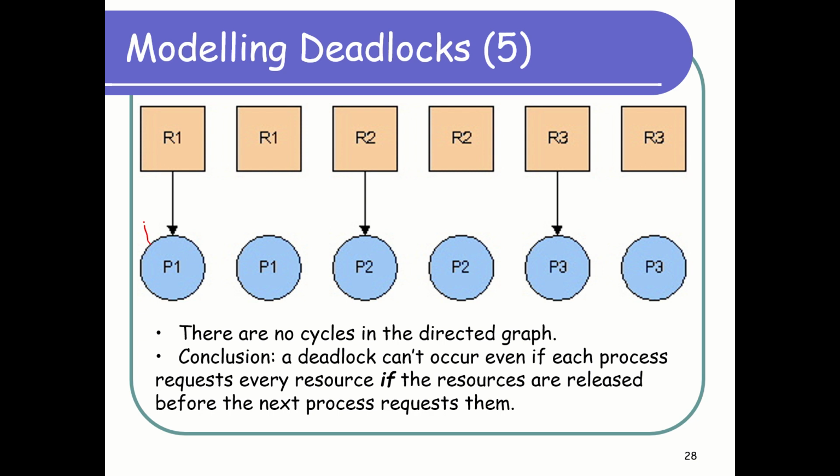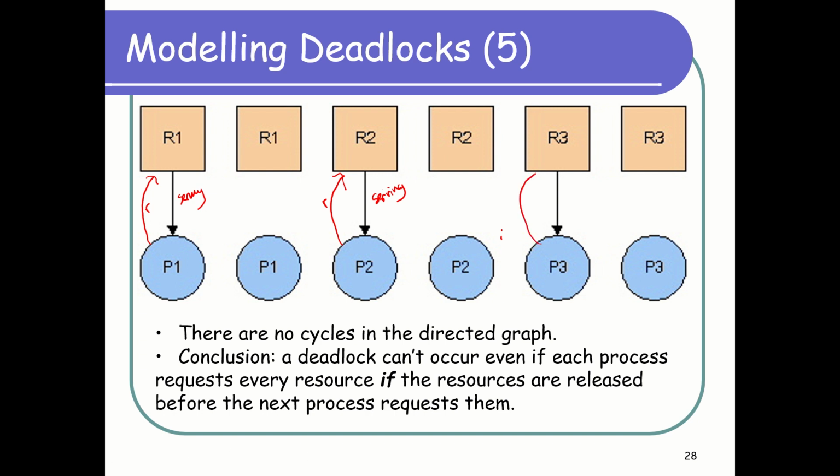So the first one, P1 requests R1, R1 is free, so now R1 is serving P1, and after P1 is done with R1, P1 will release R1, so R1 is free. Then P2 requests, so this one is request, and this one is serving P2. Sorry for my bad handwriting. Serving P2, and after P2 is done with R2, P2 will release R2.